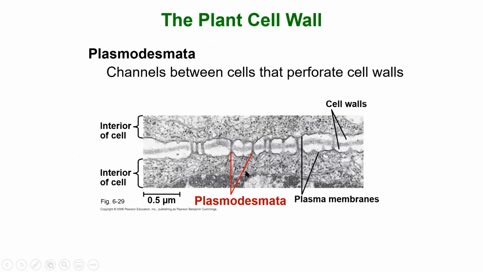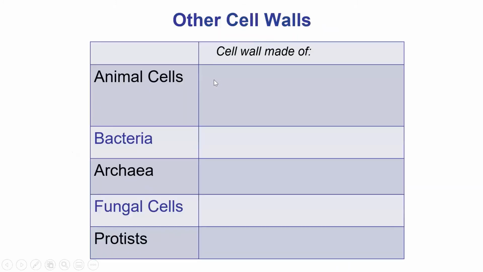I think I got an electron micrograph of those. There we go. And you can see basically, like I said, the membranes are connected. They're little channels, and those cells are directly connected to each other. There are also other things that go through there. Plants have hormones, by the way, and they can transmit cellular messages through those channels as well. So that is the plant cell wall.